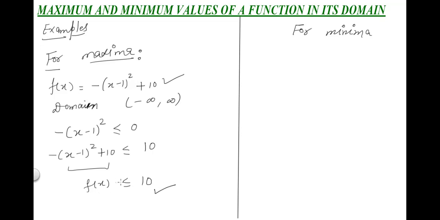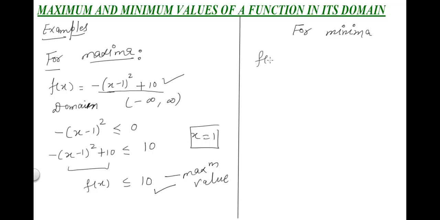Hence we know 10 will come at x equals 1. Right? When we put x equal to 1, this will become 0 and f of x will come out to be 10. So the maximum value is 10 of the function f of x, defined as minus of (x minus 1) whole square plus 10, and 1 will be called the point of maximum. Clear?